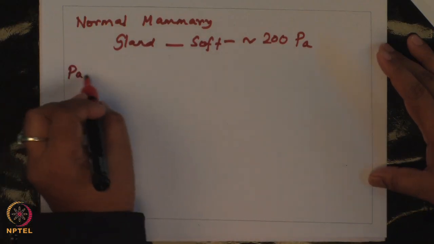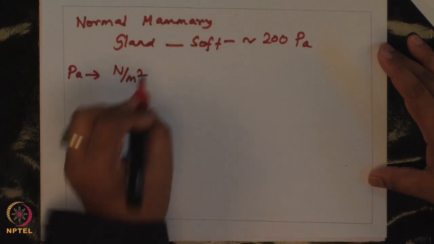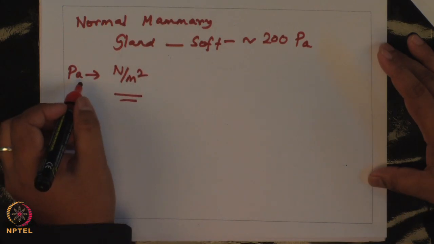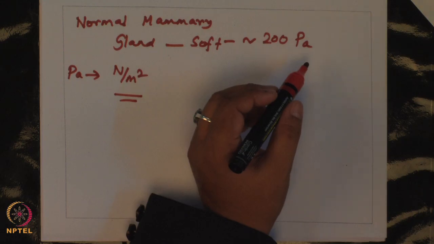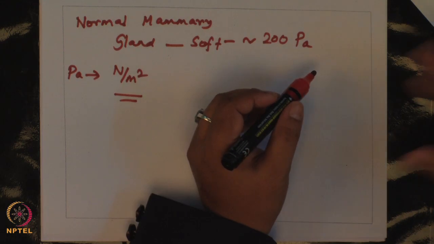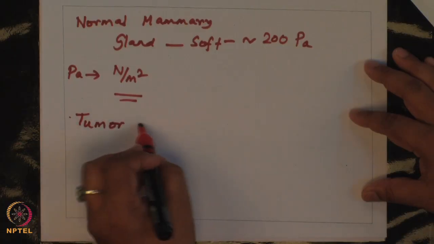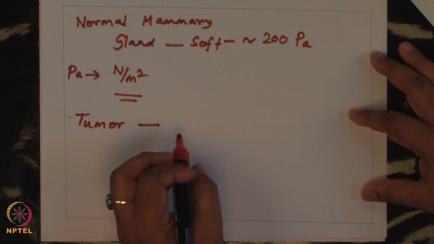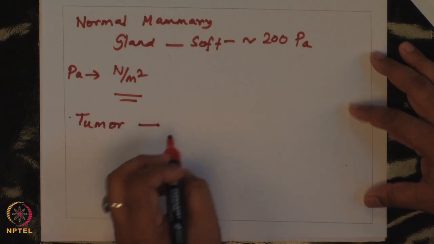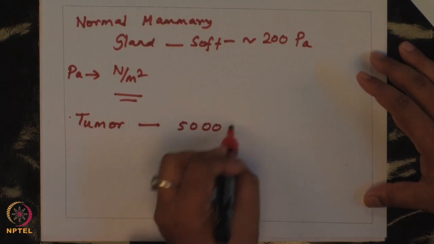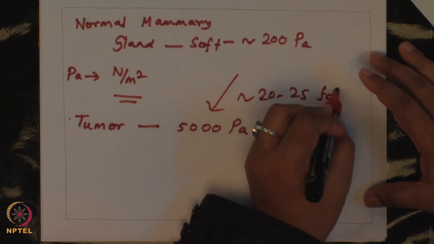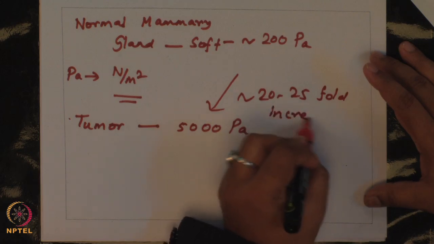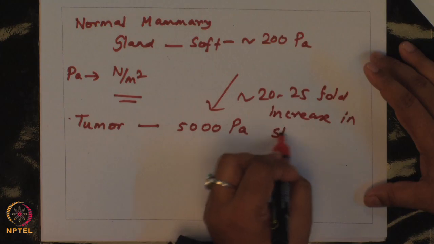So, again just to remind you, pascal is Newton per meter square. This unit is called pascals. So, these are very soft. This 200 pascal is comparable to soft neuronal tissue, brain tissue. In case of the tumor, this gets increased almost many folds, and you can have of the order of 5000 pascals. So, this is an order 20 to 25 fold increase in stiffness.